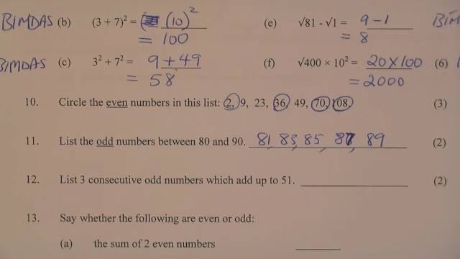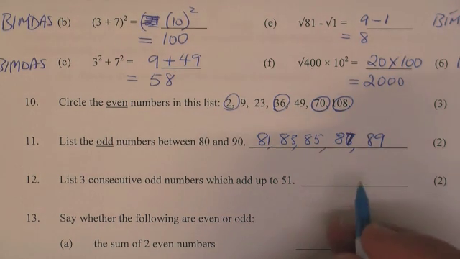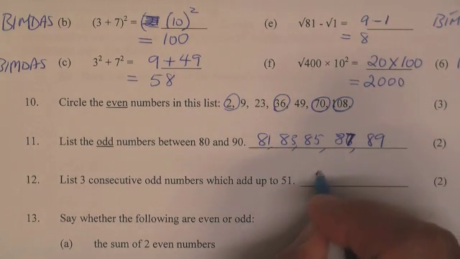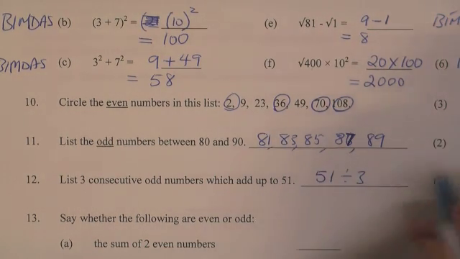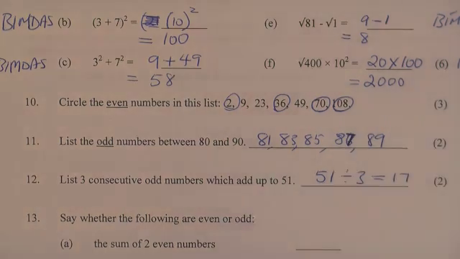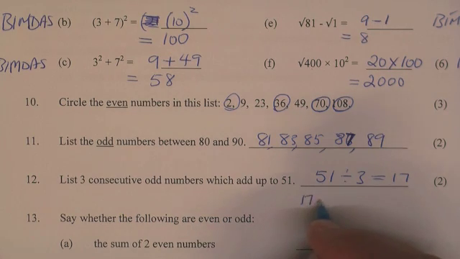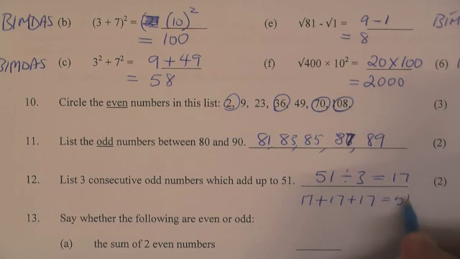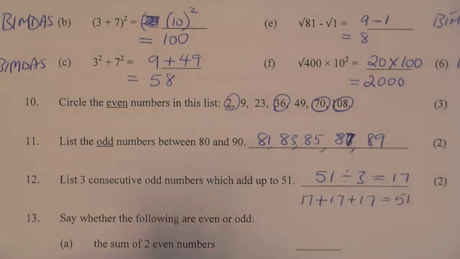List 3 consecutive odd numbers which add up to 51. If we take 51 and divide it by 3, we will get 17. So 17 plus 17 plus 17 equals 51. Now, I've divided by 3 because we're asked to find 3 consecutive numbers. So here are 3 numbers that add up to 51.